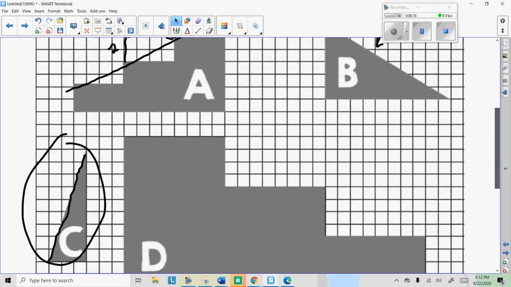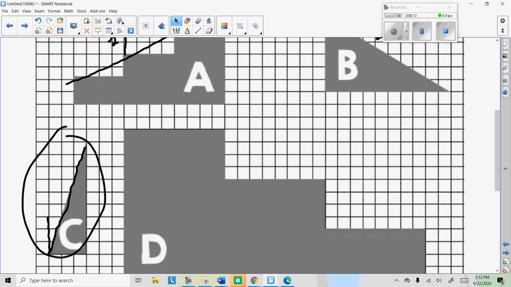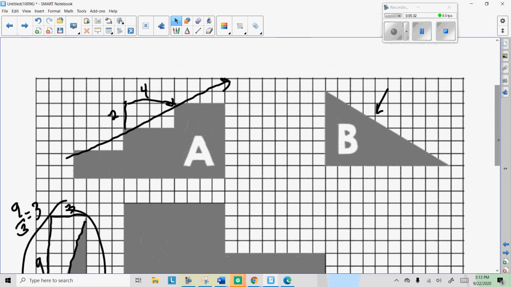Let's just compare these real quick. This one goes up, I think it's 9, isn't it? Yeah, it goes up 9 over 3. And if I write that ratio, rise over run, 9 over 3, that's the number 3, where diagram A is up 2 over 4, which is 1/2. Now, 3 is definitely a bigger number than 1/2, and so that's going to be a steeper line.